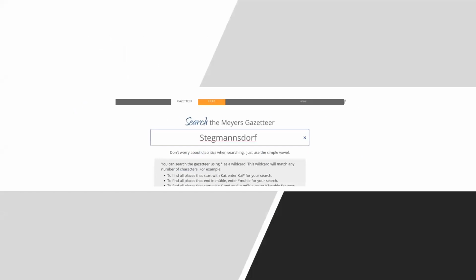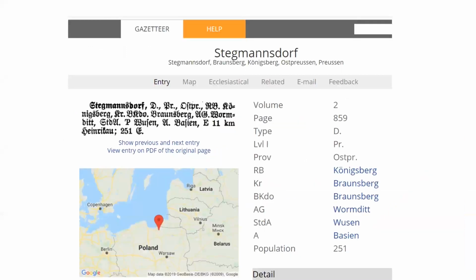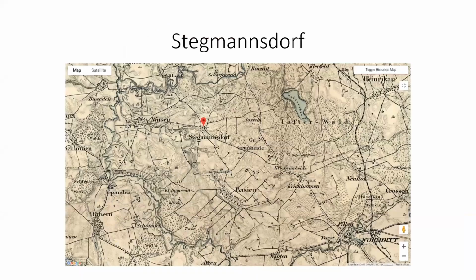Type in the name of the town that you're looking for. In this example, we're using the town of Stegmansdorf. Then click Enter. Next, click on the town to bring up the full entry. Click on the map below the entry. It will take you to the town on the map shown with a red marker. The town of Stegmansdorf is shown underlined here on this map.